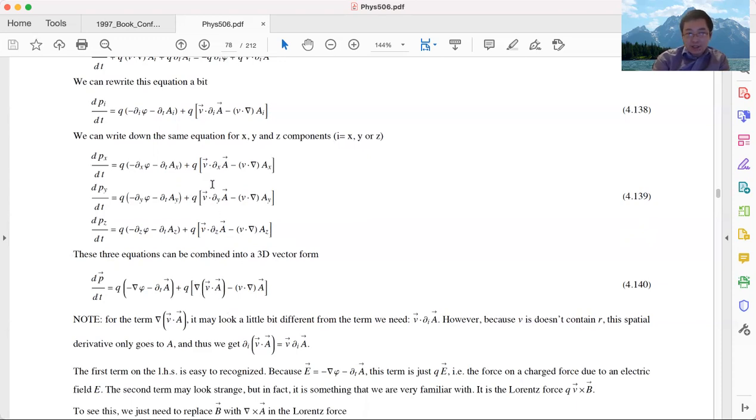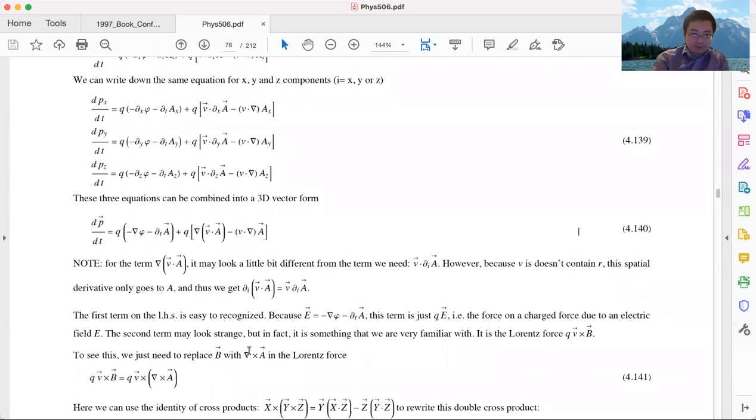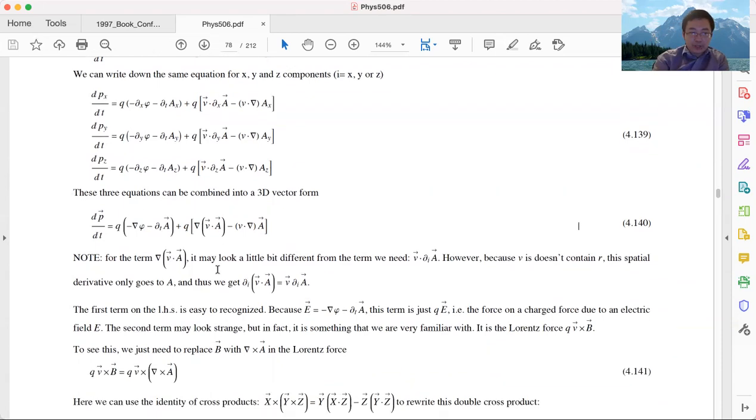So it may look like this term and this term is a little bit different, but they are actually the same. Okay? The reason they are the same is because v is velocity. v does not depend on r. So for spatial derivative, v is a constant. For a constant, putting it outside or inside the derivative doesn't change anything. So this term is exactly the same as this one, and I explained it. Okay. So anyway, this is the equation of motion we have.